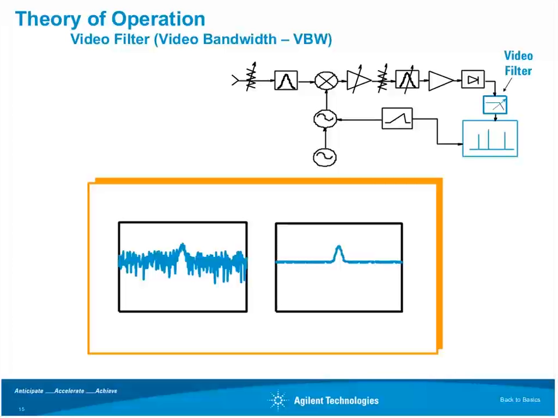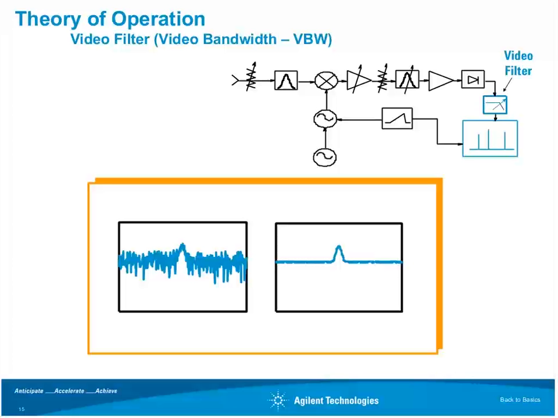Now, after detection, we have what we call the video filter, which is a low-pass filter. The idea of the video filter is to remove the higher frequency components of that signal to give us a smooth effect. And this can be really useful, in particular when you're looking at very low-level signals.